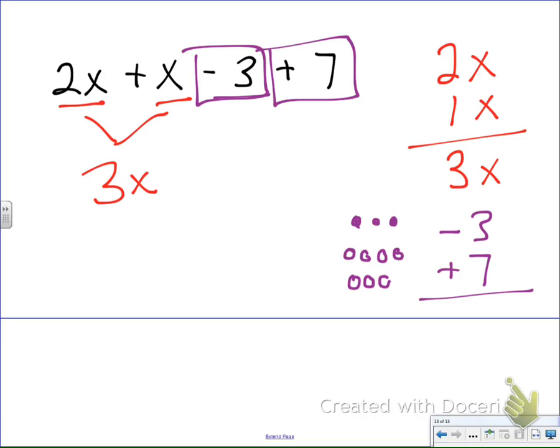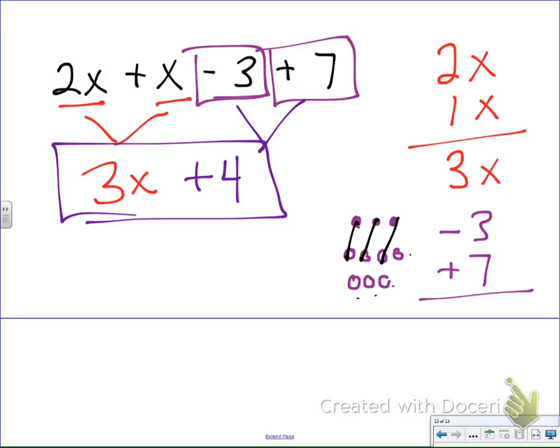Remember, we want to look for what makes our zero pairs. 1, 2, 3 zero pairs, and I have 1, 2, 3, 4 positives left. So what that tells me is that these two integers right here are going to come out to be a +4, which is going to look like 3x plus 4, and that's what we get.